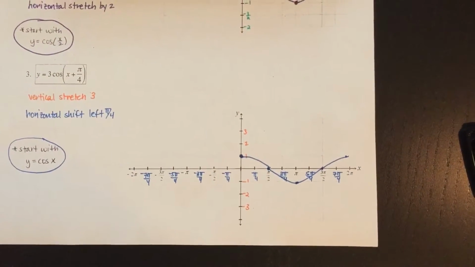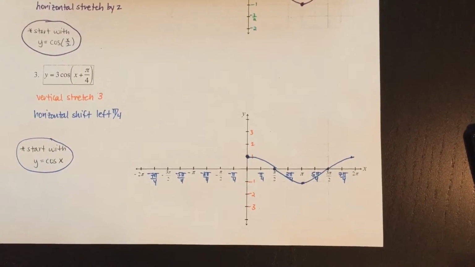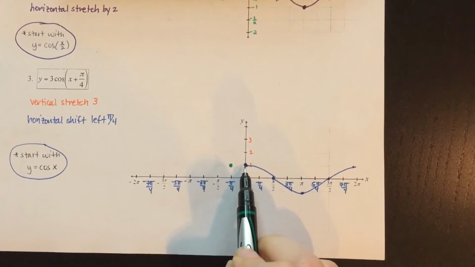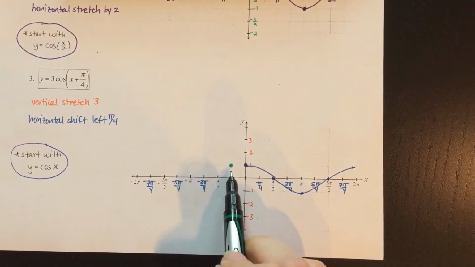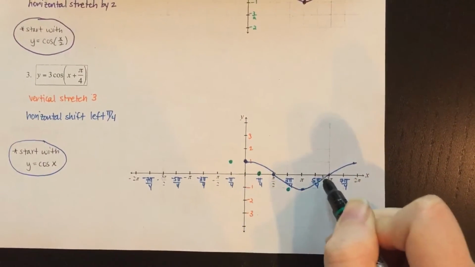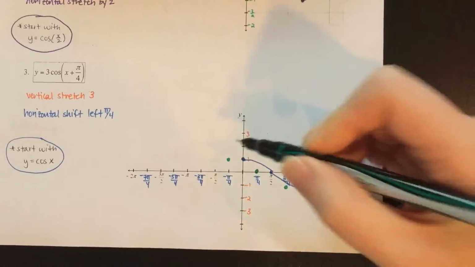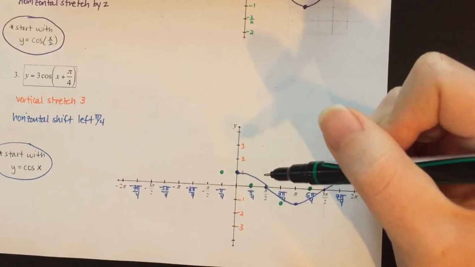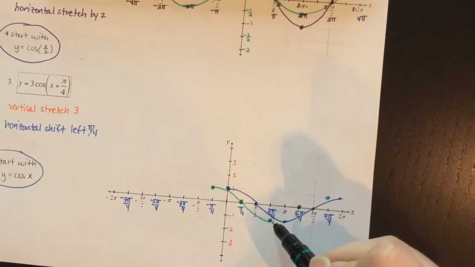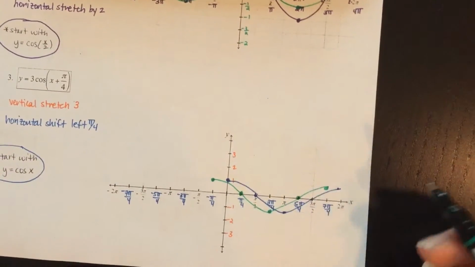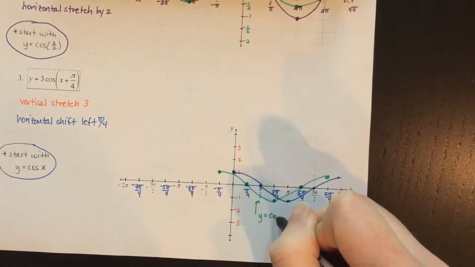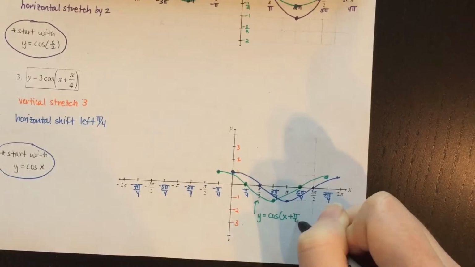And then I'm going to go ahead and do my shift left. So I'm going to take each one of these points and shift it left a factor of pi over 4. So my point at 0, 1 comes over to negative pi over 4, 1. And that's why it's useful that I've labeled here these guys as a distance of pi over 4. It should look very similar, just shifted over. So this green graph is y equals cosine of x plus pi over 4.